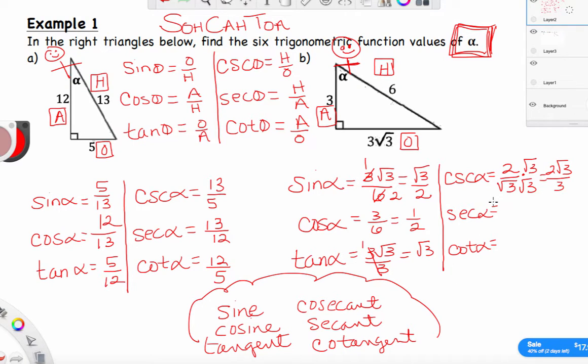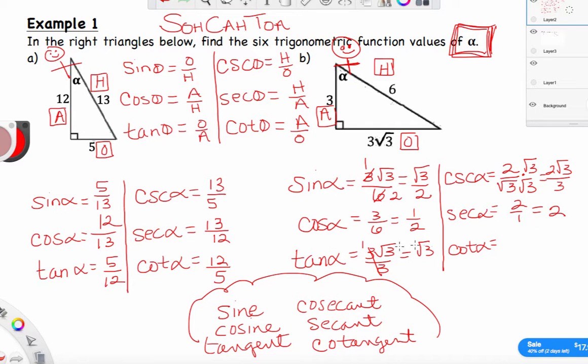And if you're uncertain about that and you just want to start with the original numbers, go ahead. Secant, I can take the 6 and put it over 3. It's the reciprocal of cosine, or I can take the reduced fraction of 1/2 and turn it into 2 over 1, which is just 2.